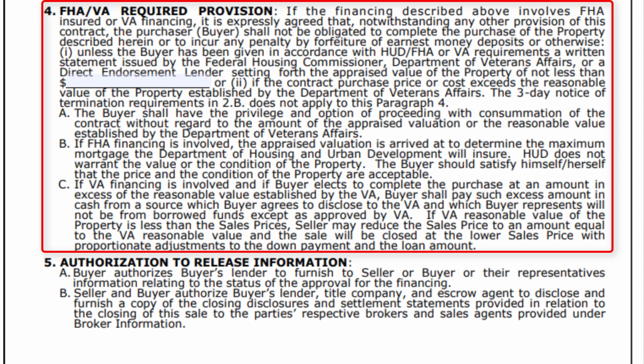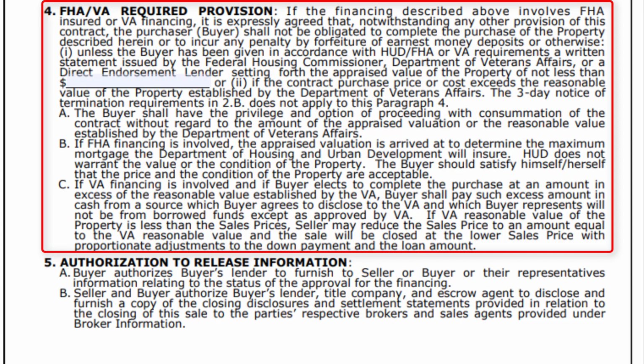or if the contract purchase price or cost exceeds the reasonable value of the property established by the Department of Veterans Affairs. The 3-day notice of the termination requirements in 2B does not apply to this paragraph 4. And then you have subsection A, B, and C. A reads, the buyer shall have the privilege and option of proceeding with consummation of the contract without regard to the amount of the appraised valuation or the reasonable value established by the Department of Veterans Affairs. If FHA financing is involved, the appraised valuation is arrived at to determine the maximum mortgage the Department of Housing and Urban Development will insure.